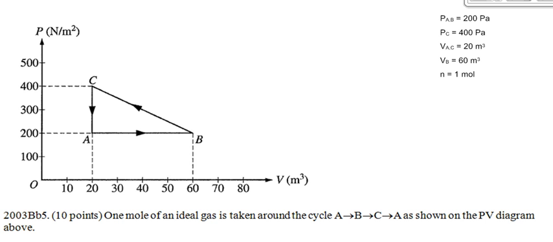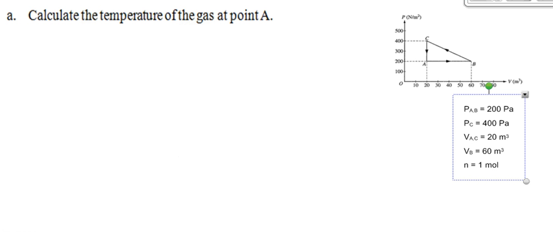All right, so this is the 2003 Physics B exam, Form B, question number 5. It's a 10-pointer thermodynamic PV diagram. It says 1 mole of an ideal gas is taken around the cycle A to B to C to A, as shown on the diagram above. Part A says calculate the temperature of the gas at point A.